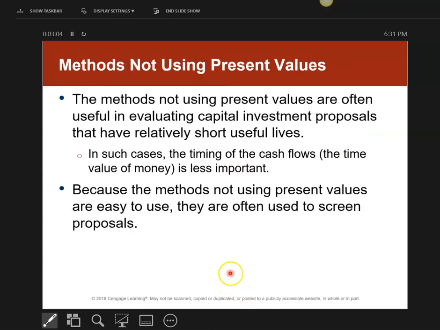First, we're going to examine the two methods that do not use present value. For each of the four methods, we're going to look at how to calculate it, and we're going to look at the advantages and the disadvantages. So the first two methods we're going to look at do not use the present value. This is what you would use if you want to decide which proposal to choose.